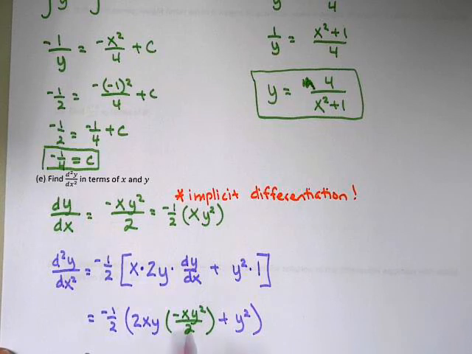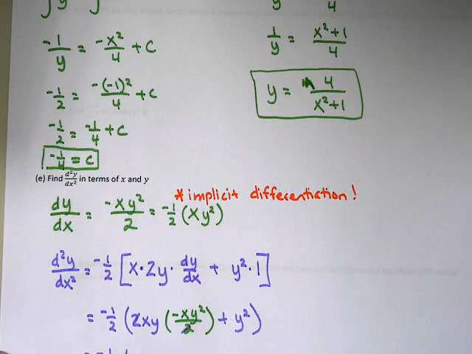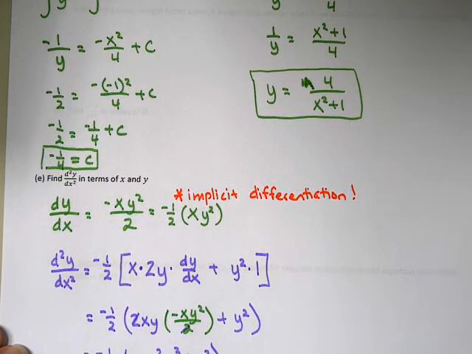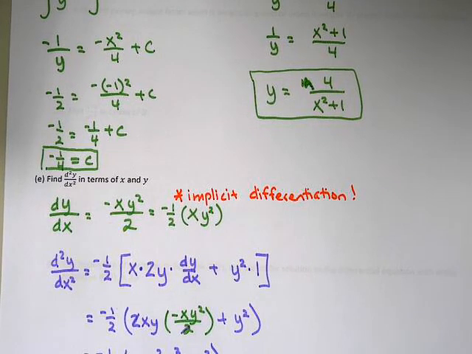We can go ahead and keep simplifying. The 2's are going to cancel right here. So we would have negative 1/2. This would become negative x squared y to the third plus y squared. And then we can go ahead and distribute the negative 1/2 inside. So we would have a positive 1/2 x squared y cubed minus 1/2 y squared. And that would be our second derivative then.